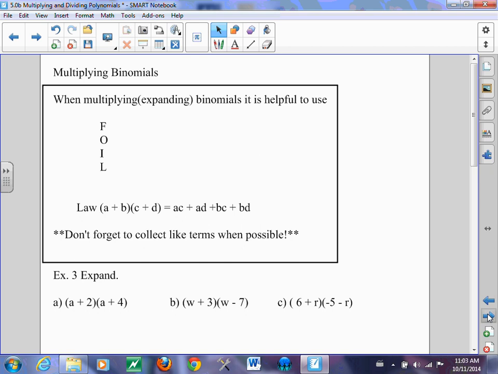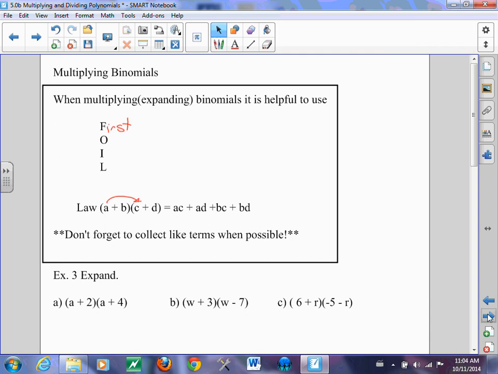We're now going to be multiplying binomials. In order to do that, this is new. When multiplying binomials, it is helpful to use this tool called FOIL: first, outside, inside, last. So I'll write this down. First means we take the first term in each and we multiply them.